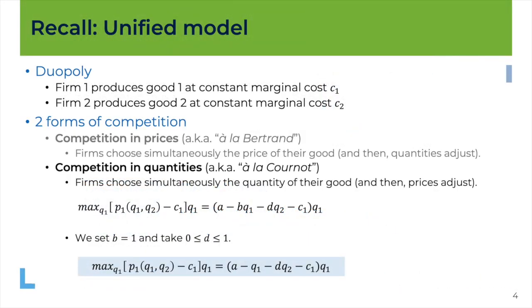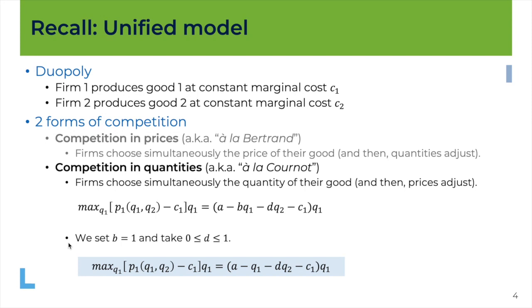Remember, we are using this unified model because our goal is to compare price and quantity competition. We've addressed price competition in a previous presentation. Now we look at competition in quantities, which is also called à la Cournot, because we follow the model of Augustin Cournot. In our specific example, remember this is how we write the profit function of firm 1.